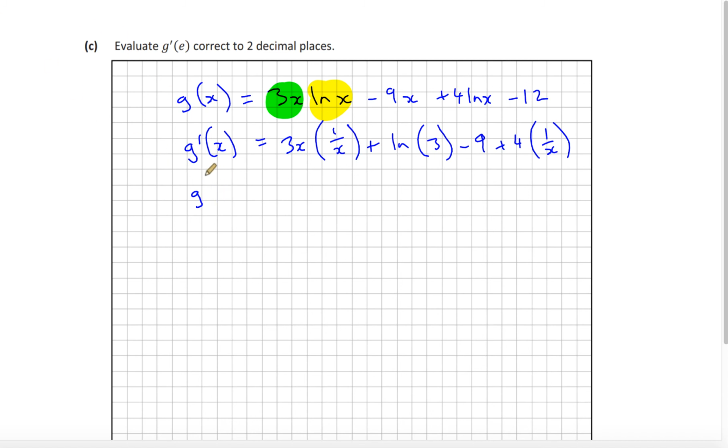And now we're going to find g dash of e. So we're going to replace the x now with e, the number e. So 3x, instead of 3x, you've got 3 times e over 1, multiplied by 1 over e. So 3 times e times 1 over e plus log to the base e of 3.